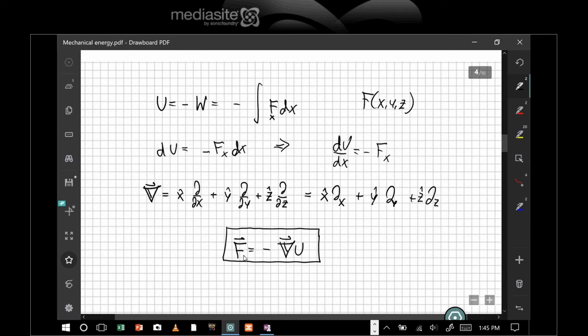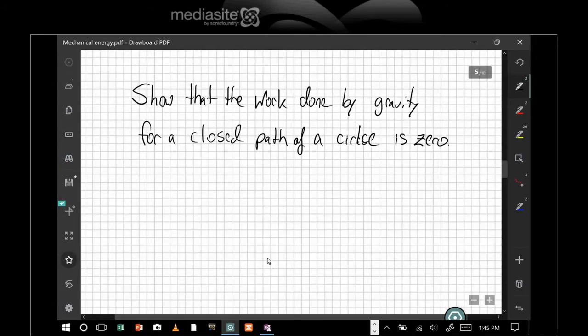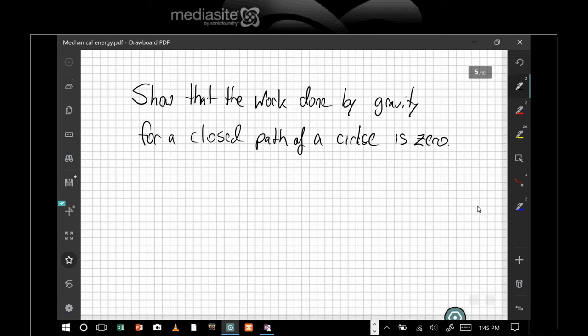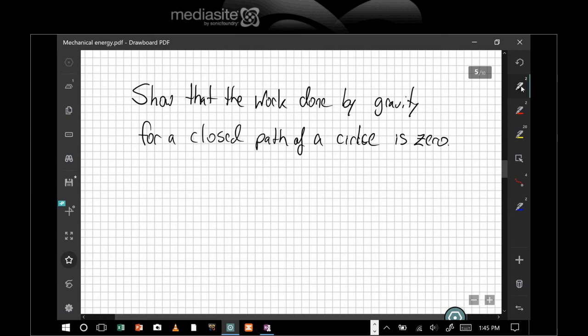Okay. Now, one thing we're going to do in class is try to do this exercise. Consider I have gravity, mg, downward, the force of gravity. Show that the work done by gravity for a closed path of a circle, did I spell circle wrong? Well, probably. Anyhow, I definitely spelled circle wrong. Sorry about that. So what I want to show is, say I have some xy coordinate system. I have a circle. I take a circular path. I have the force of gravity acting downward like this. This is x, this is y. Show that the work done for the circle, there I spelled it right, equals 0.